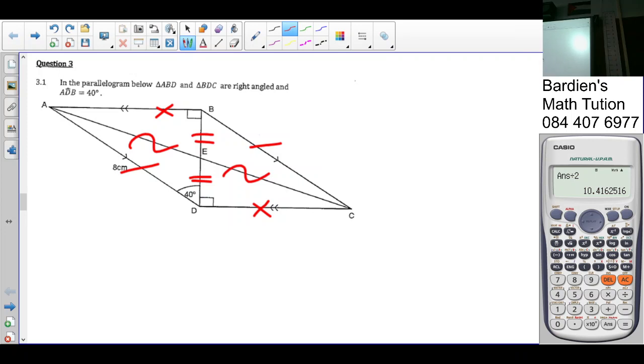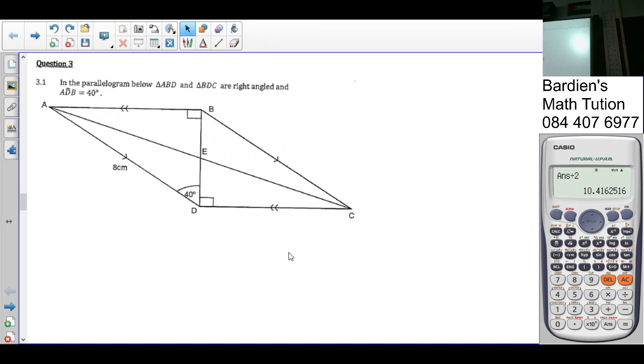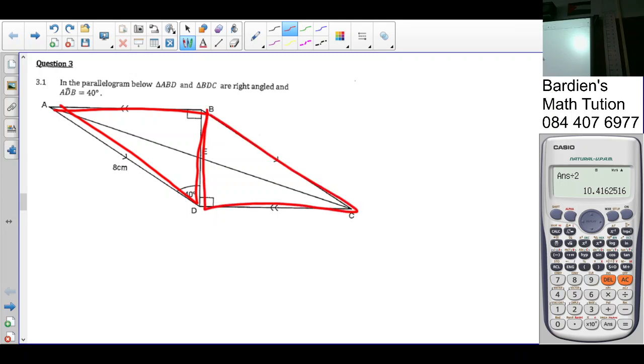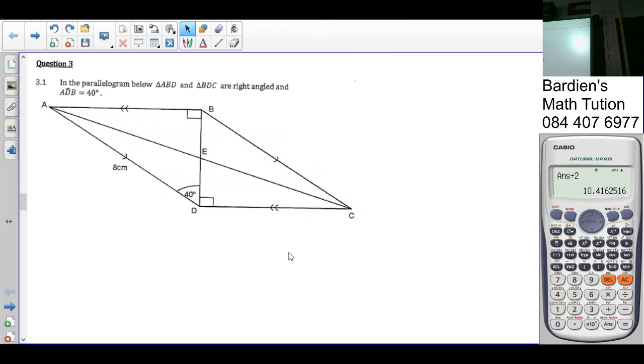Parallel, sorry. And opposite angles are equal. So that whole angle is equal to that whole angle, and that angle is equal to that angle. So all that qualifies for just that statement in parallelogram. Okay? Triangles ABD and BDC are right angle triangles. Angle ADB is 40 degrees, which is this angle here.